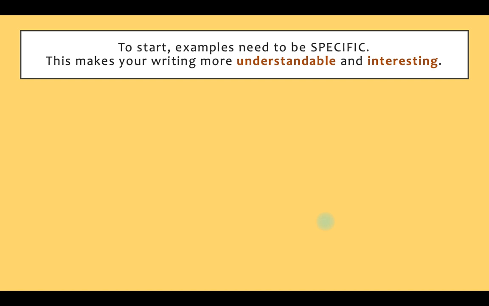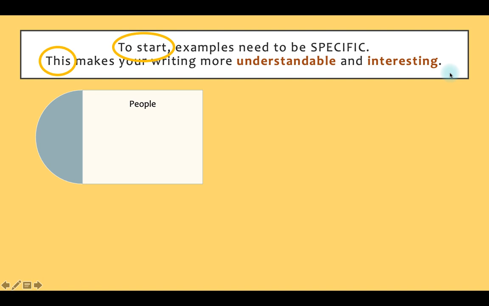To start, examples need to be specific. This makes your writing more understandable and interesting. I'm going to show you here to start. This is a transition phrase to show that we're starting some idea. And the word this here is a reference word pointing back to the idea that's here. Making specific examples makes your writing more understandable and interesting.